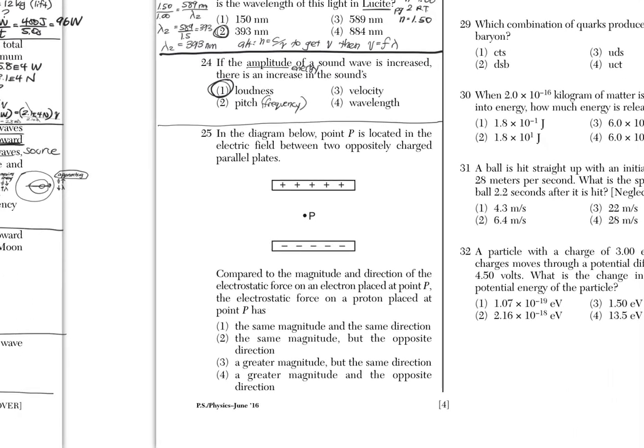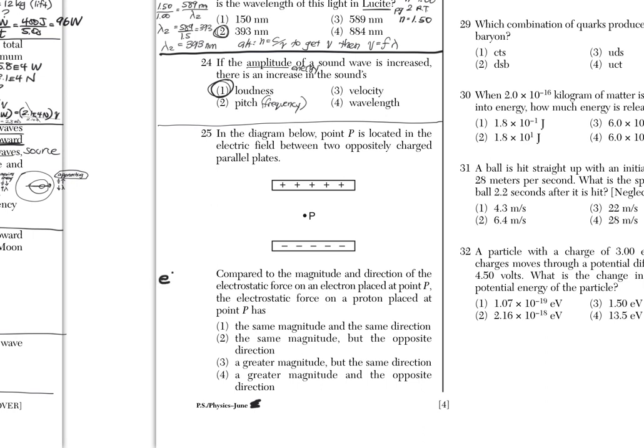We have a nice parallel plate setup for the oppositely charged parallel plates. Probably something about electric field. Let's see. Point P is located in the electric field between two oppositely charged parallel plates. Compared to the magnitude and direction of the force on an electron placed at P, the electrostatic force on a proton placed at P is what? So let's compare the electron and the proton.